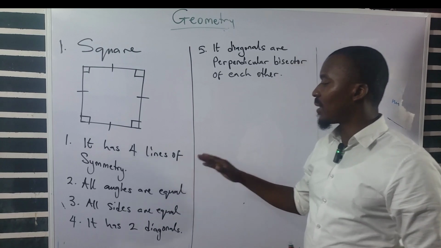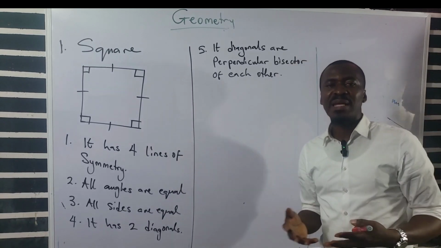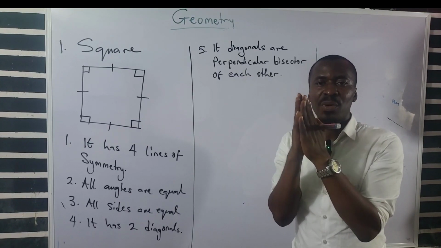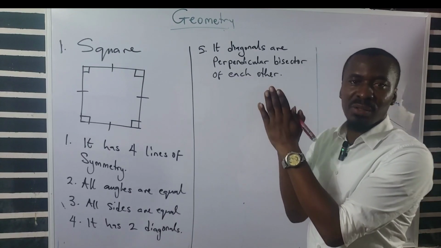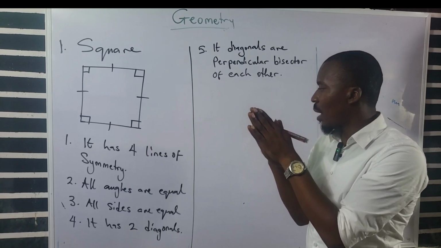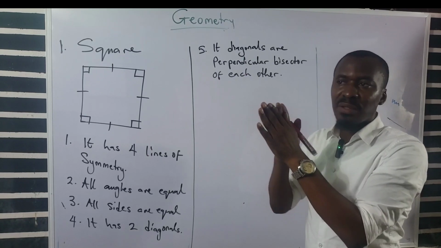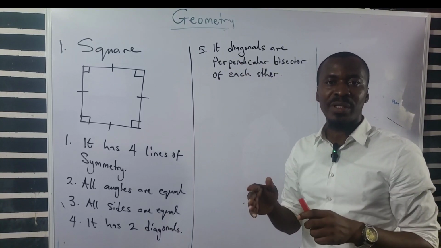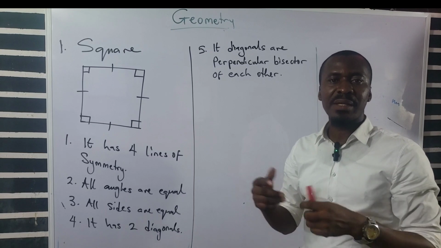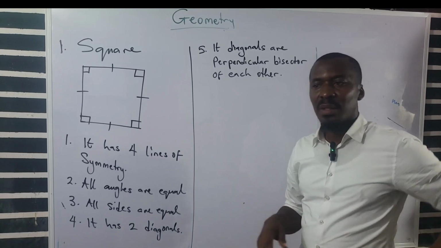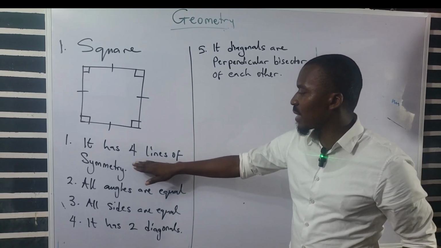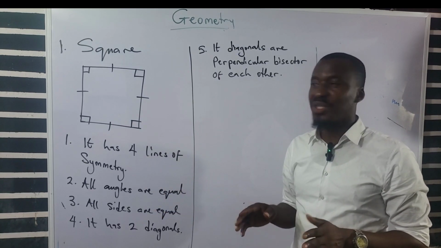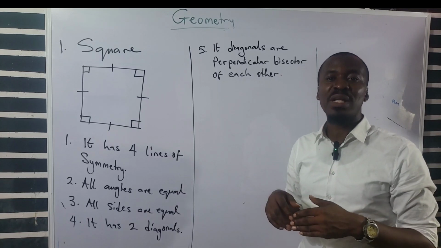A square has four lines of symmetry. Now, what do we mean by line of symmetry? Wherever you can fold a shape and it will come out the same shape, without extra things coming out, it simply means that that line is a line of symmetry. Now, yes, some people will say that it has two lines of symmetry, yes, but it actually has four lines of symmetry because the diagonals are actually what?